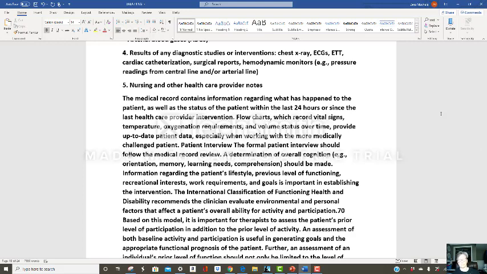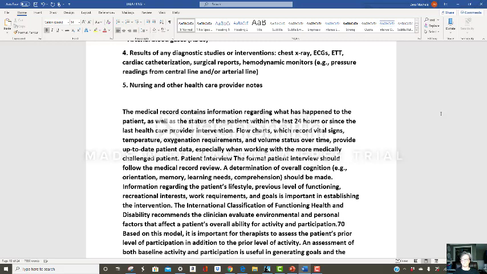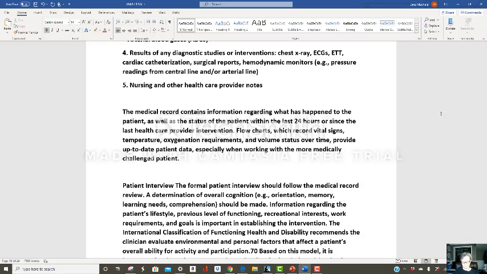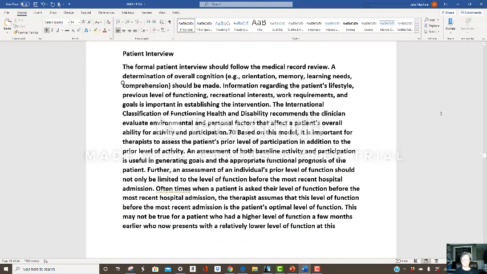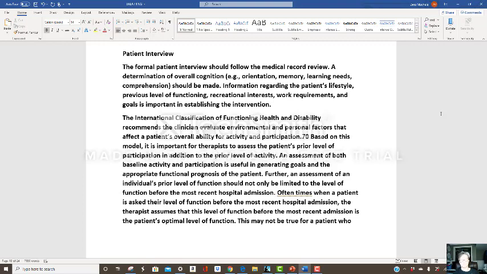The medical record contains information regarding what has happened to the patient, as well as the status of the patient within the last 24 hours or since the last healthcare provider intervention. Flow charts, which record vital signs, temperature, oxygenation requirements, and volume status over time, provide up-to-date patient data, especially when working with a more medically challenged patient. Patient interview. The formal patient interview should follow the medical record review.